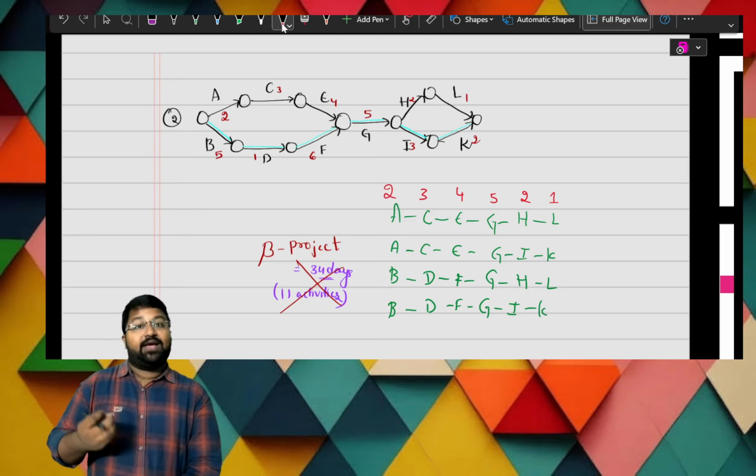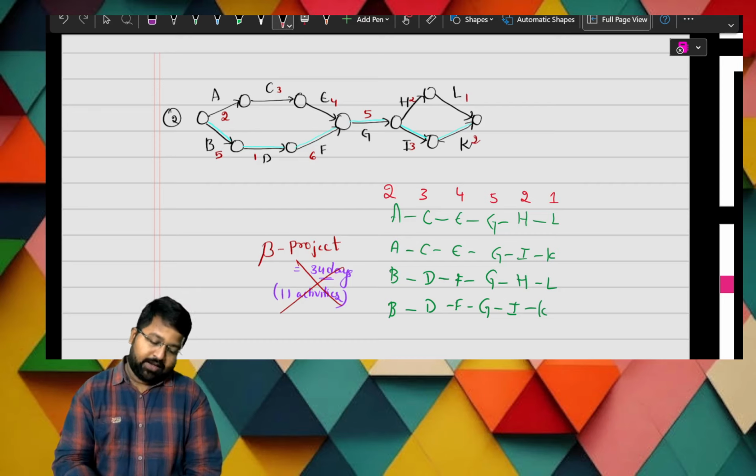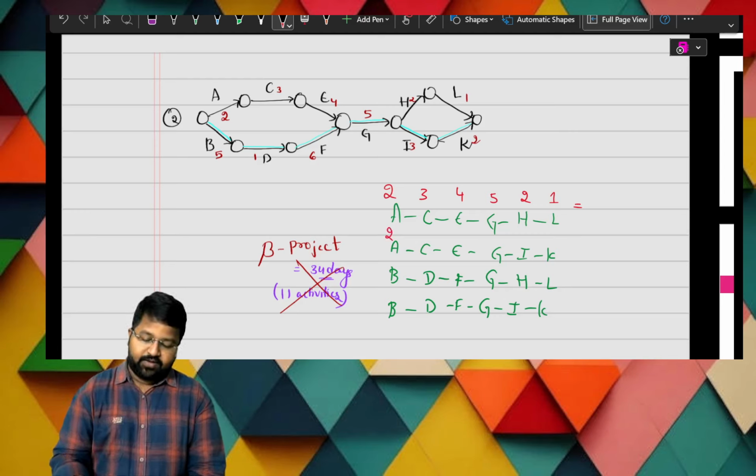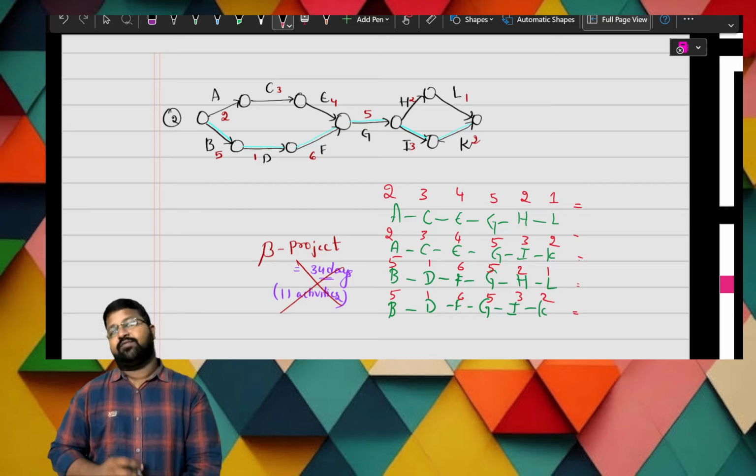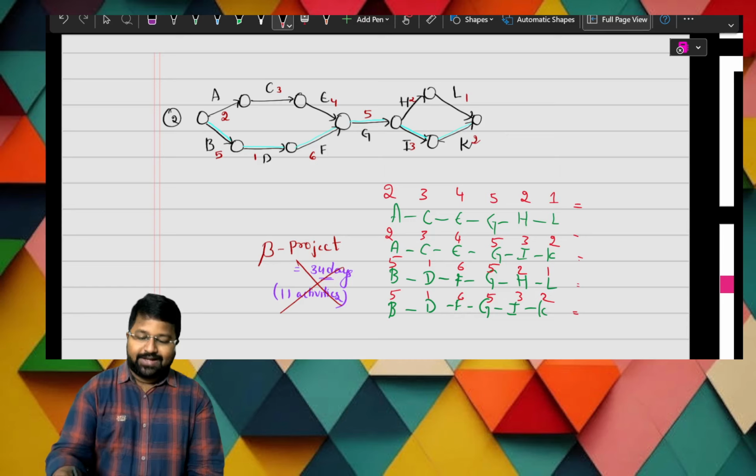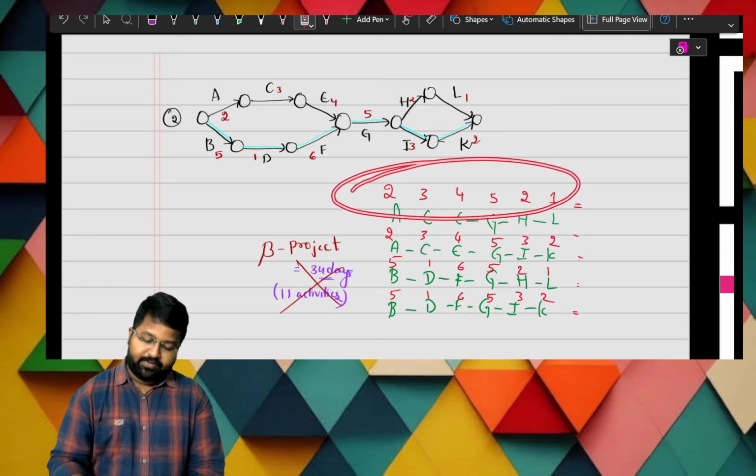I have written the time taken for the activities. Now you need to calculate the sum of them. In the same way, for A, C, E, G, I, K: for A, it is 2. For C, it is 3. For E, it is 4. For G, it is 5. For I, it is 3. And for K, it is 2. For B, D, F, G, H, L: 5, 1, 6, 5, 2, 1. And for B, D, F, G, I, K: 5, 1, 6, 5, 3, 2. I have written down the entire duration for all the activities. Now we need to calculate the sum of these separately.